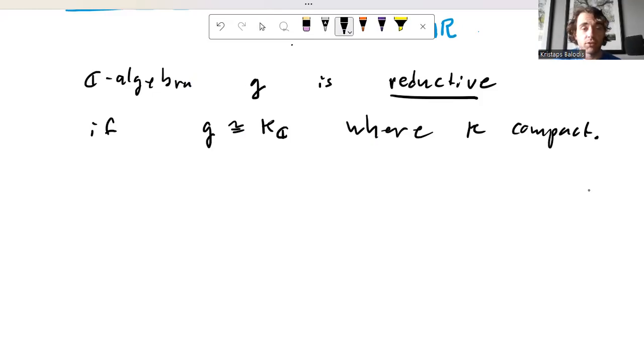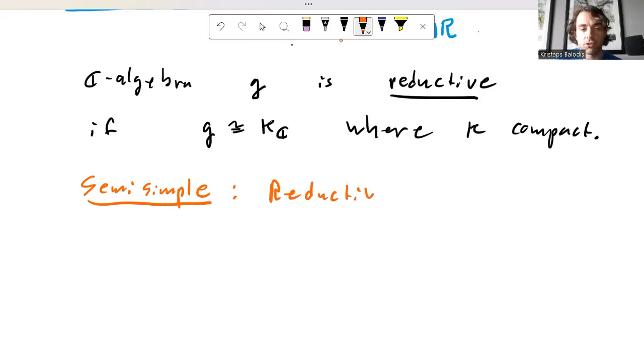And he also gives us another equivalent definition. We've already seen various equivalent definitions of semi-simple, one of them being that the representation theory works out nicely, that all the finite dimensional representations are direct sums of irreducibles. So semi-simple for a complex Lie algebra means that it's reductive and that the center is trivial.